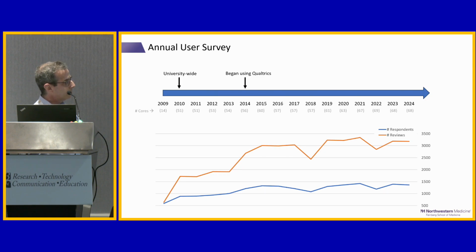In our last survey, again in February of this year, about 1,400 people responded. They provided about 3,200 individual core reviews. Each person reviews a few cores on average. And so it's a pretty robust data set.